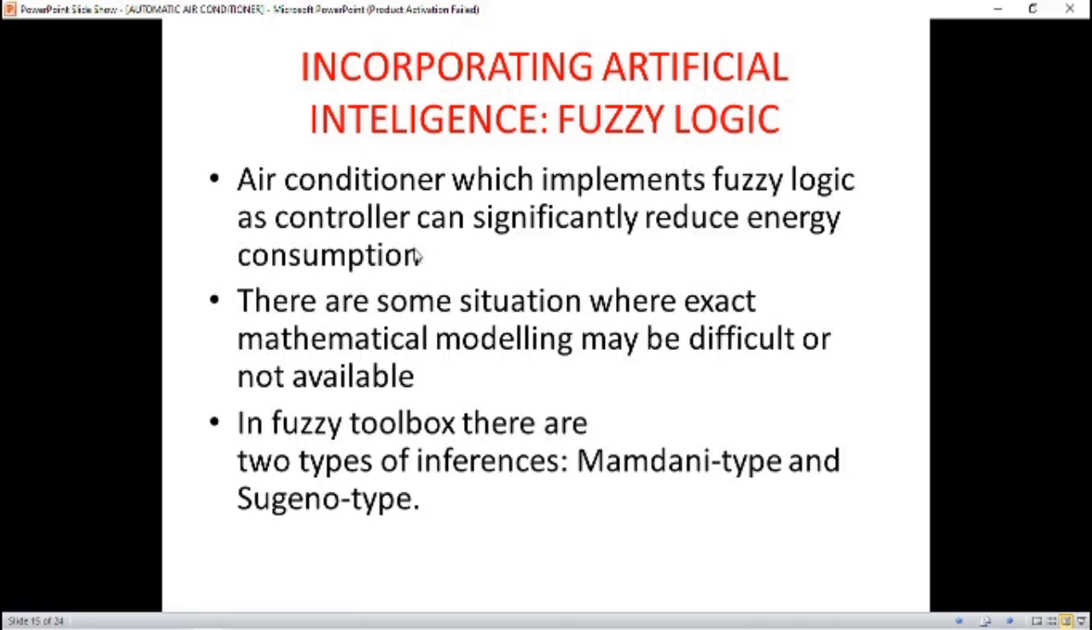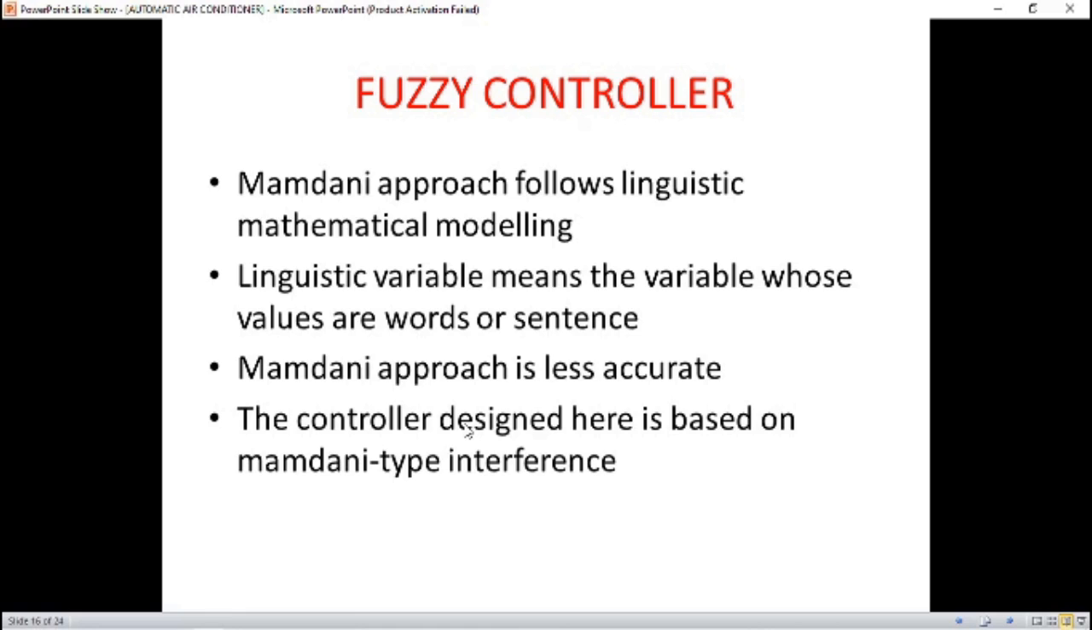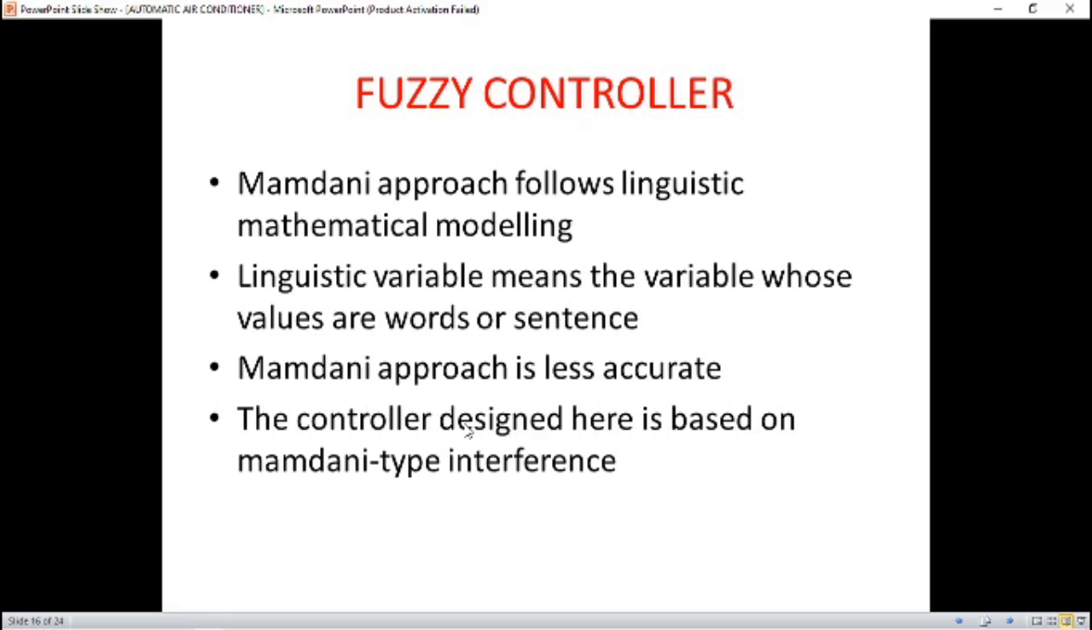Now we can see from here that the air conditioner which implements fuzzy logic as controller can significantly reduce energy consumption. So that is the main reason we will go for fuzzy logic based controller. Now the fuzzy toolbox means, in fuzzy logic there are two types of inferences possible: Mamdani type inference and Sugeno type inference. And the Mamdani type approach follows linguistic mathematical modeling, which actually means we are just defining variables in terms of, let's say, very hot, and correspondingly it will be defined by different membership functions.